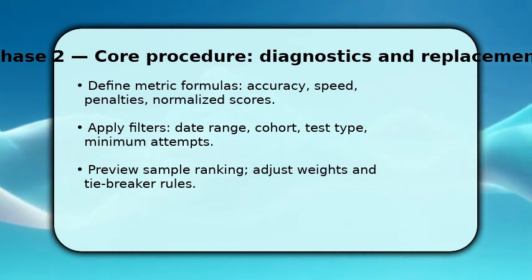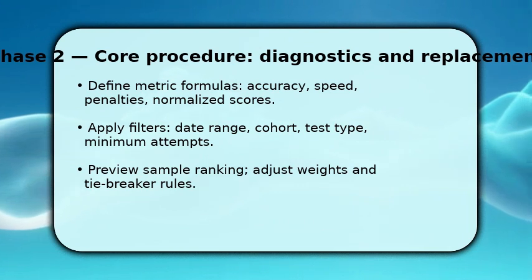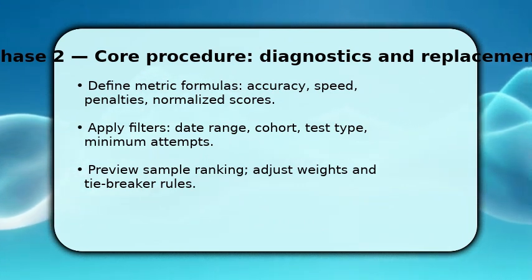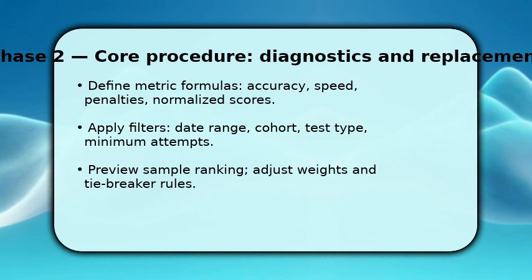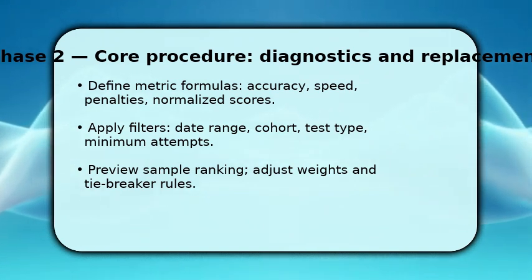Preview a sample ranking to see how scores distribute and adjust weights or tiebreaker rules until results match your intent. Make sure to save this configuration as a named profile. It speeds repeats and ensures reproducibility.